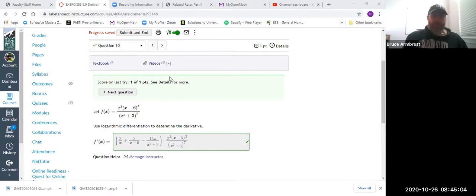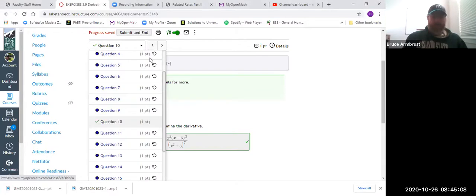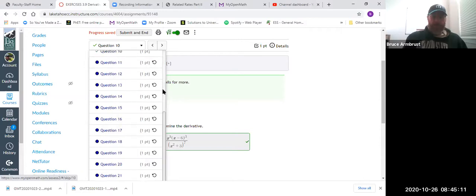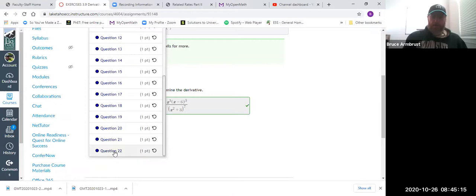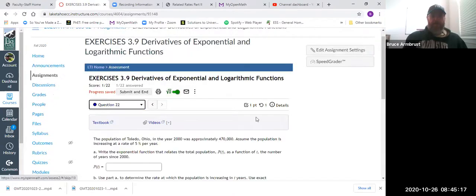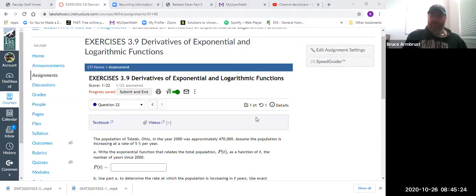All right, well then let's go look at number 22. So that was the other one that people asked about here. Oh, and if it's the last question, it's got to be hard, right? Oh, well, because it's a word problem. There we go. All right, so we got the population of Toledo, Ohio in the year 2000 was approximately 4,700 people. Assume the population is increasing at a rate of 5% per year.